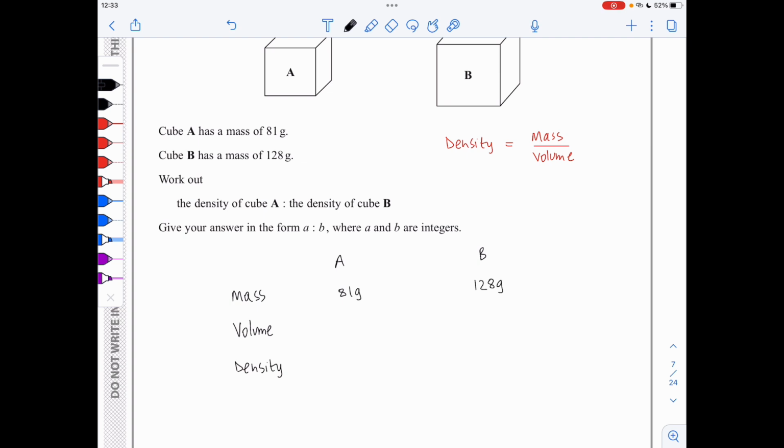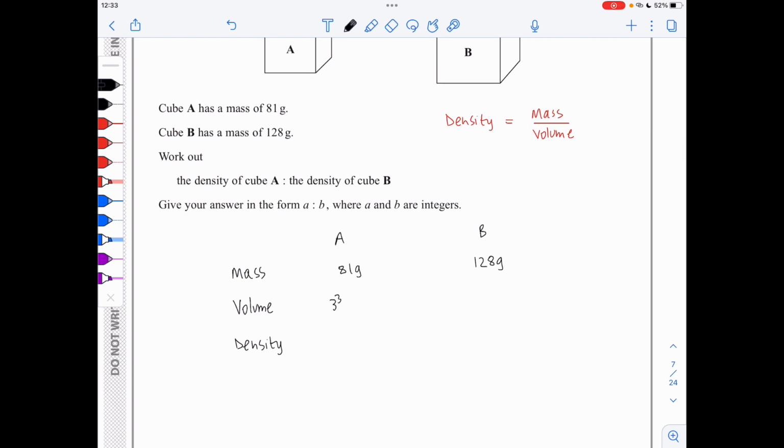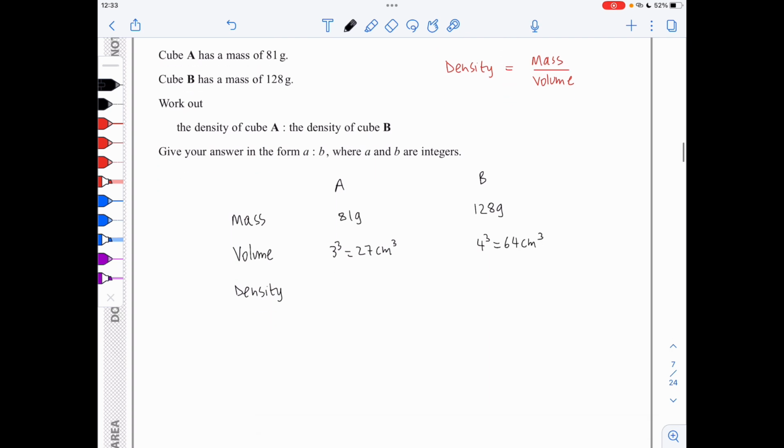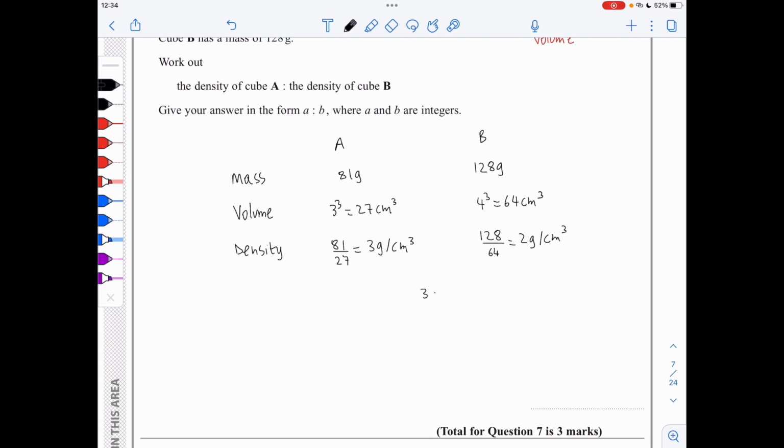And then the volume of A is simply 3 cubed, which is 27 cubic centimeters. And for B is 4 cubed, which is 64 cubic centimeters. To find the density, we do mass over volume. So 81 over 27 gives an answer of 3 grams per cubic centimeter. And for B, it's 128 divided by 64. This gives an answer of 2 grams per cubic centimeter. So it's easy to see that the ratio of the densities is 3 to 2.